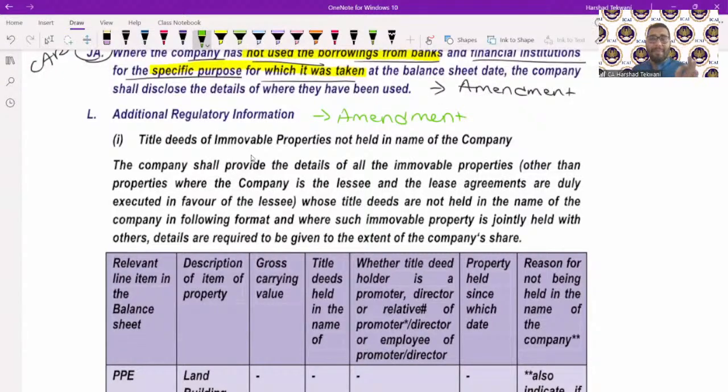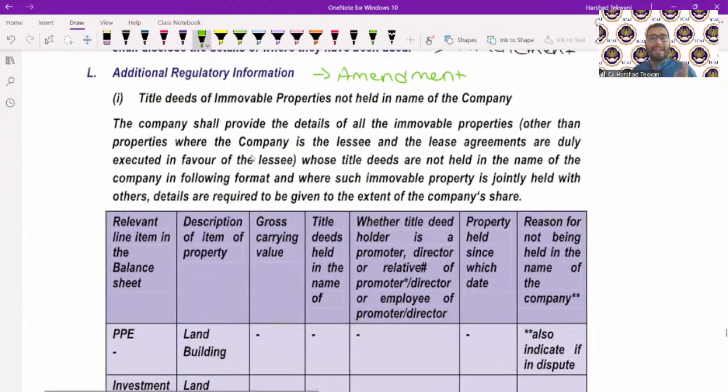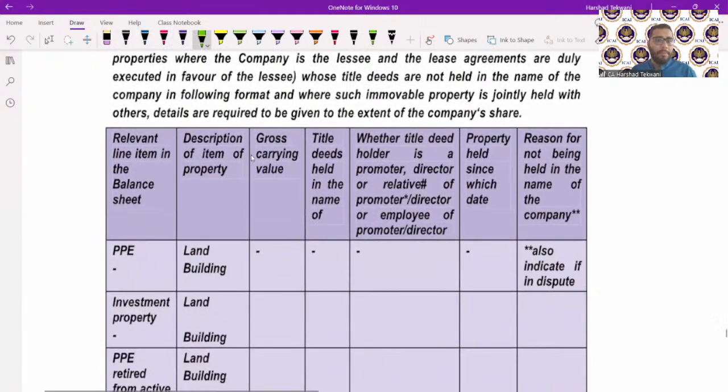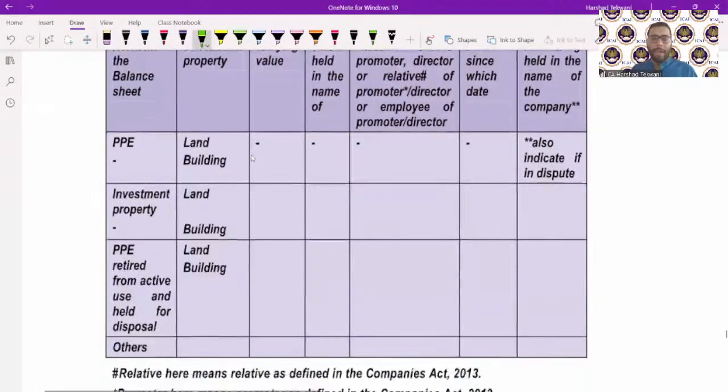Okay, other regulatory requirements, again this is part of your amendment. On the same line as Division 1, remember, title deeds of property not held in the name of the company; they might be held in the name of someone else, let's say a director or something else. So same as Division 1. Simple. There is no change over here.